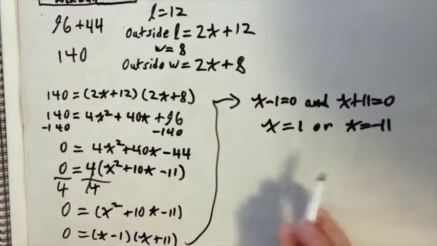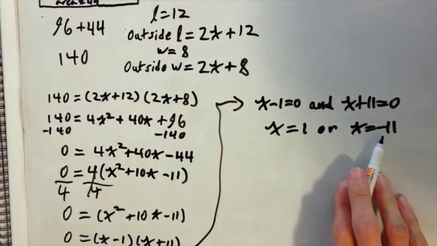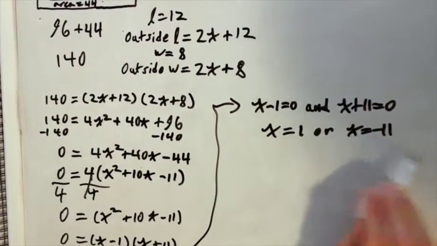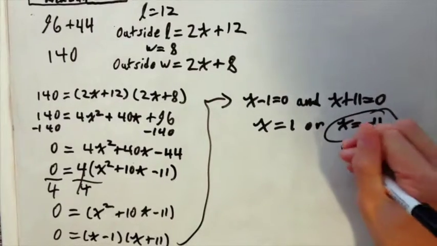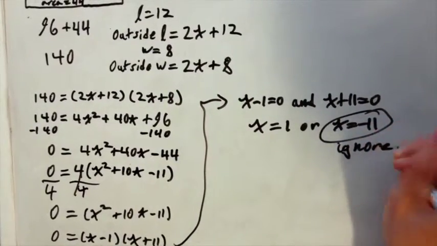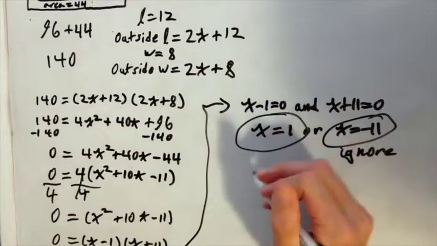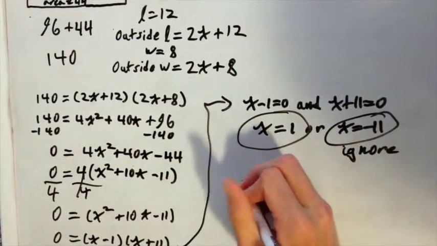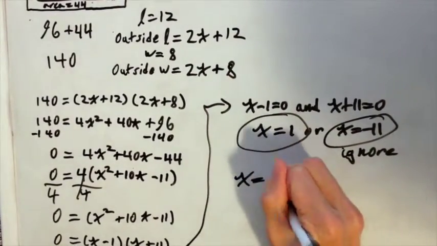Now in the context of this question, a negative number does not make any sense for the width, so we ignore the negative. And we know that the answer must be that the width of the uniform border must be equal to x equals 1.